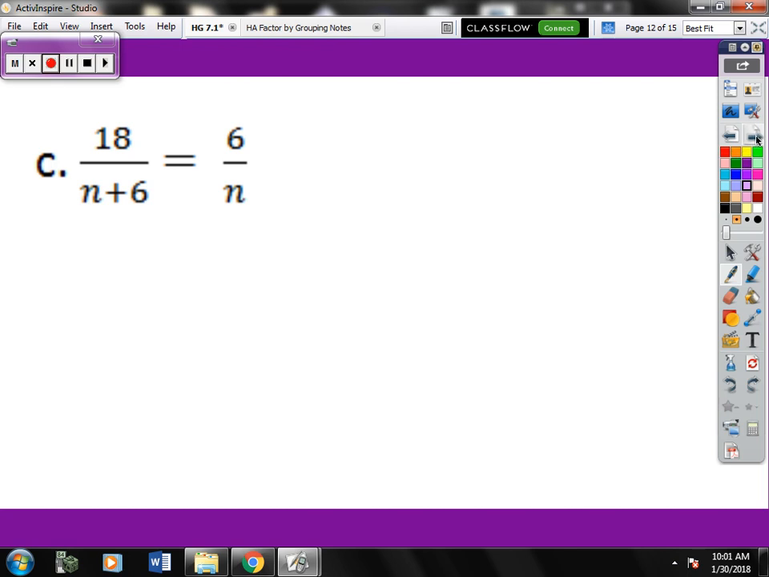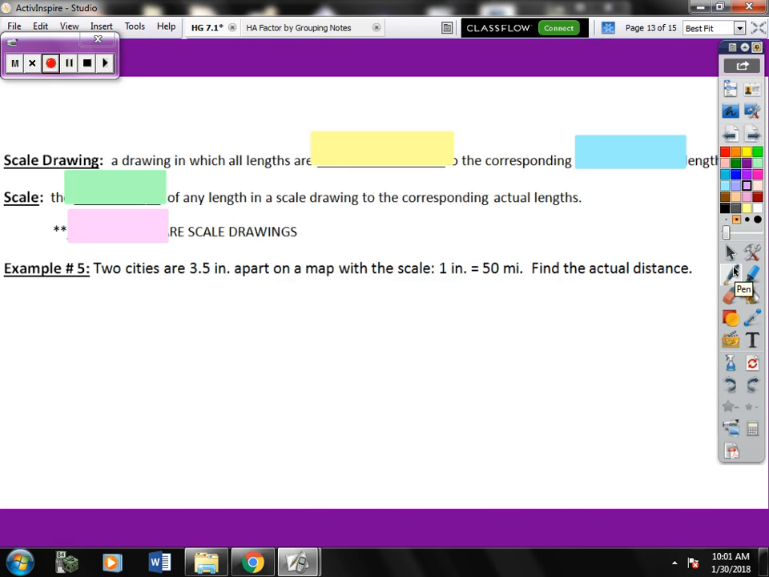The last thing is our scale drawing. So a scale drawing is basically a map. Any of you that had Mrs. Jugka, I know you had maps all the time because she was borrowing my rulers for your maps.